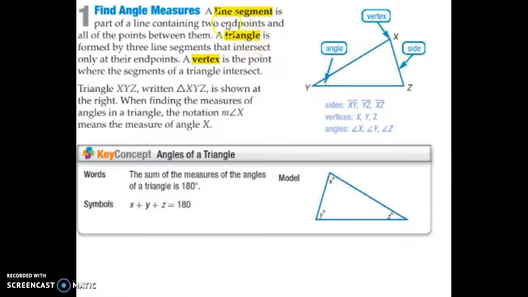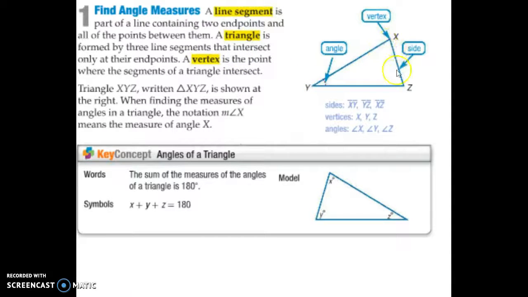In a triangle, a line segment is a part of a line. Okay, so a line goes on forever in two directions. A line segment stops at two endpoints, so it terminates or ends. A triangle is formed by three line segments. So these line segments are actually called the sides of a triangle. And a vertex is the point where line segments meet. So there's also three vertices, or three vertexes, in each triangle.